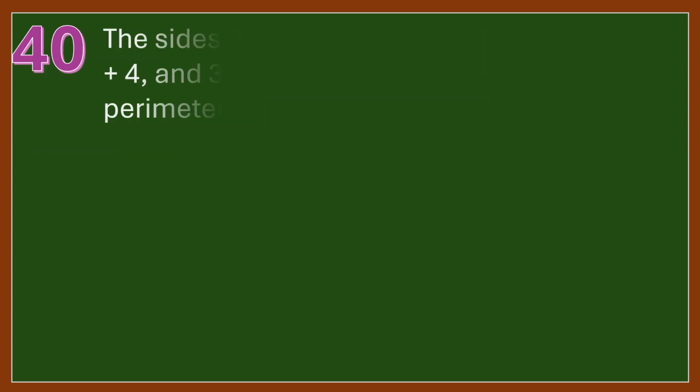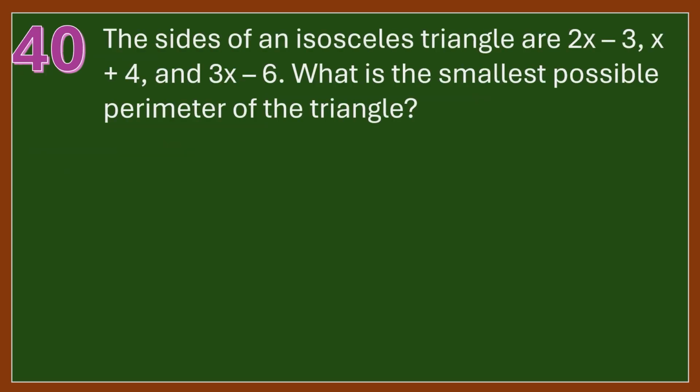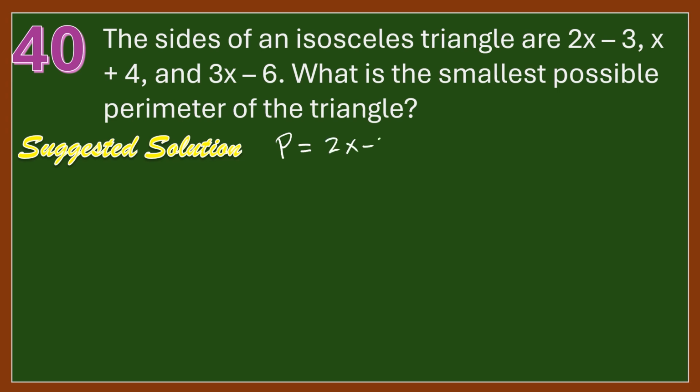Number 40. The sides of an isosceles triangle are 2x minus 3, x plus 4, and 3x minus 6. What is the smallest possible perimeter of the triangle? Here is our solution. The perimeter of the triangle is equal to the sum of the lengths of its sides. So we have P is equal to 2x minus 3 plus x plus 4 plus 3x minus 6. Then the perimeter of the triangle will be equal to 6x minus 5.